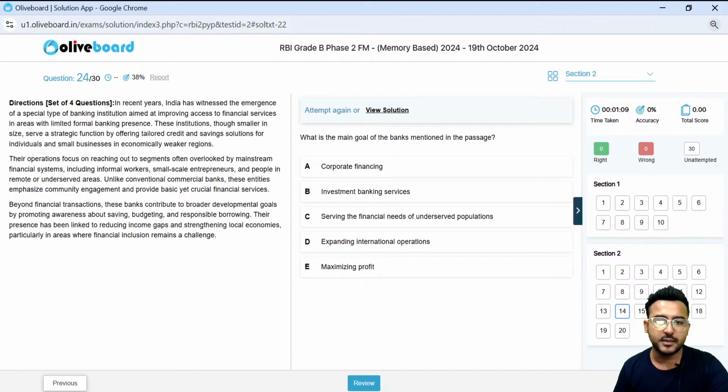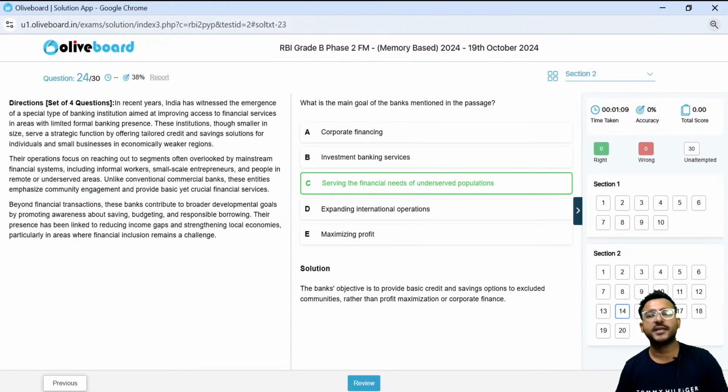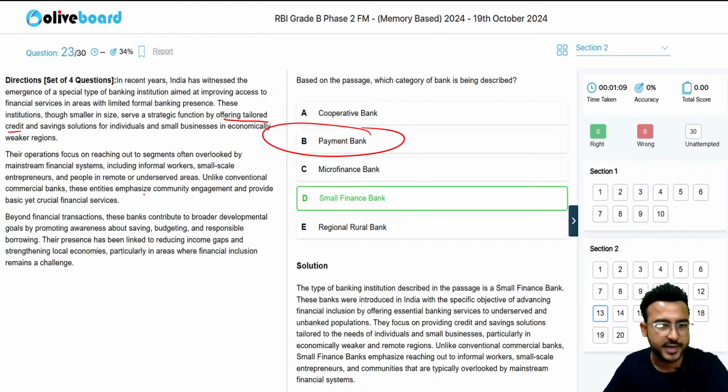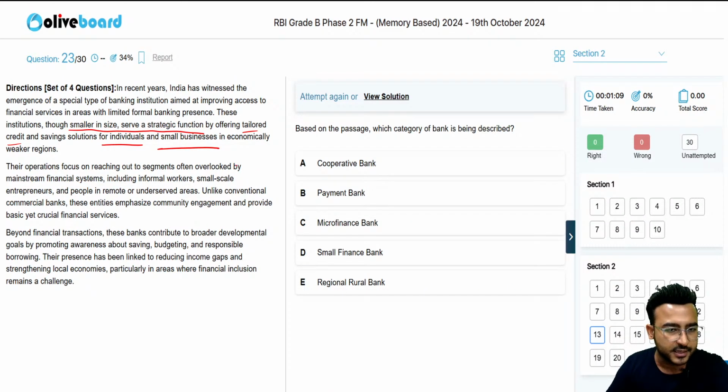What is the main goal of the bank? The main goal of the bank here is serving the financial needs of the underserved population, and we have seen that in the keyword as well, right? They have clearly written remote or underserved areas.